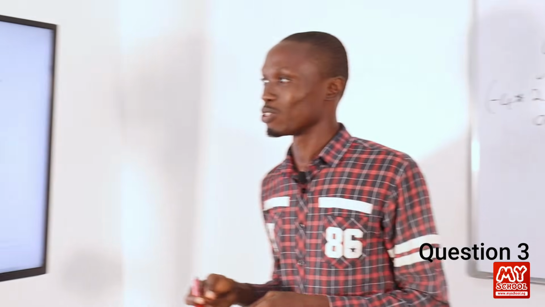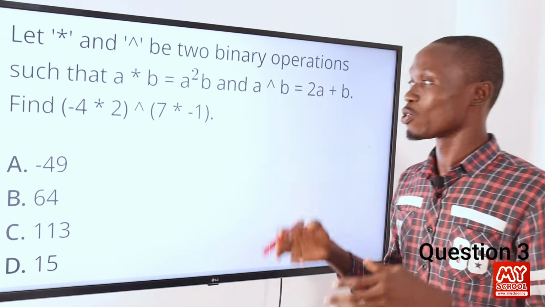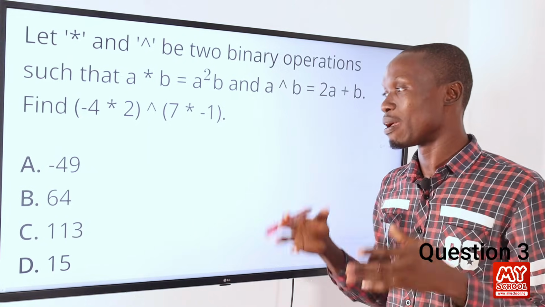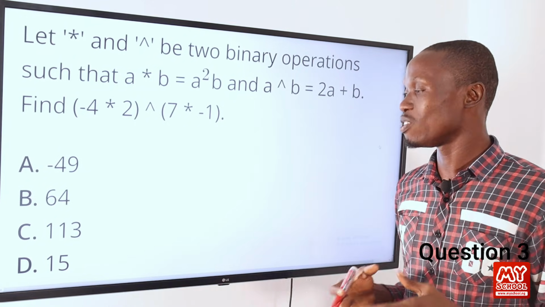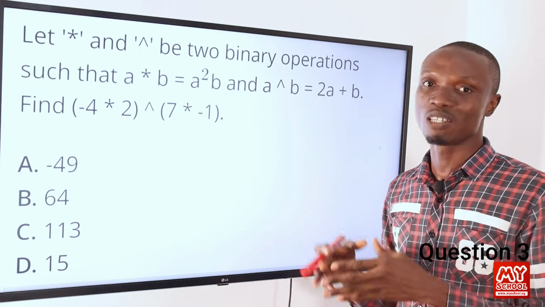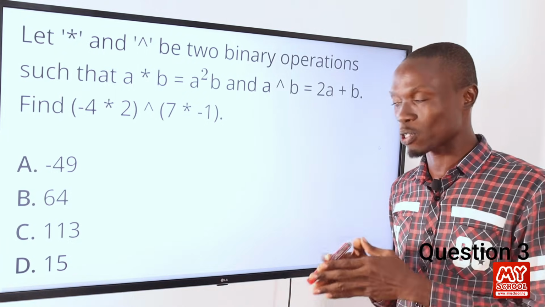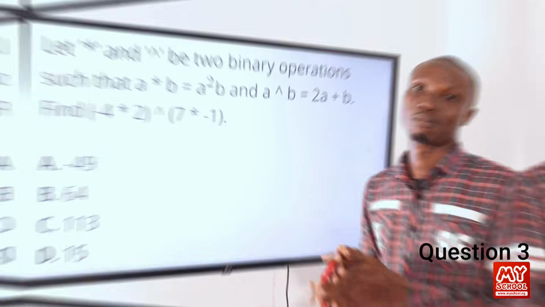Let's move back to the screen to check the correct option. So A is minus 49, B is 64, C is 113, and D is 15. So the correct option is D, 15.